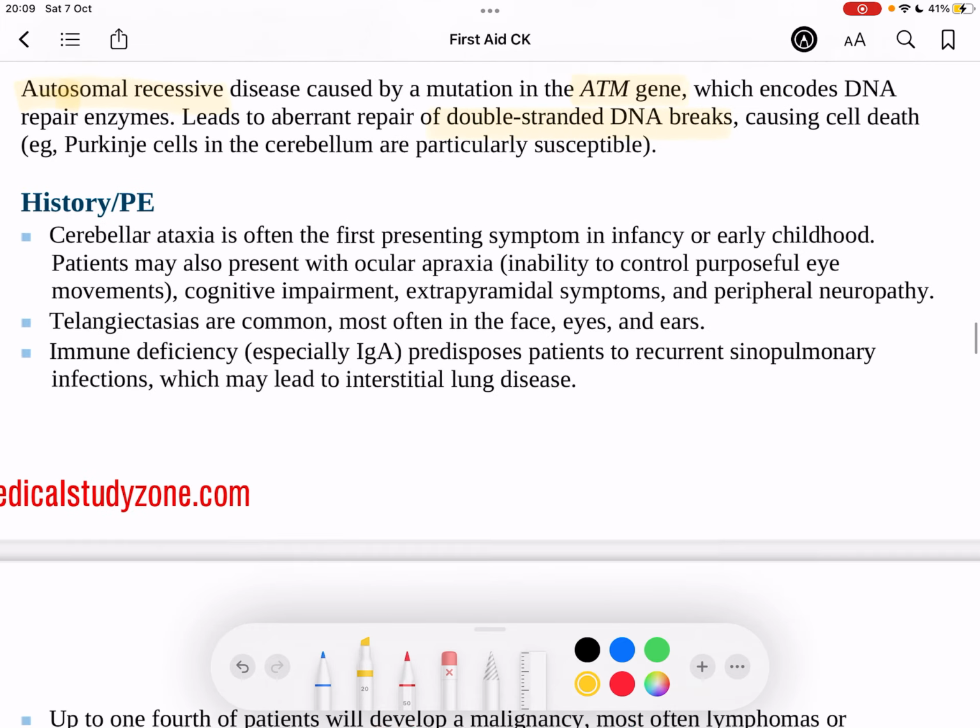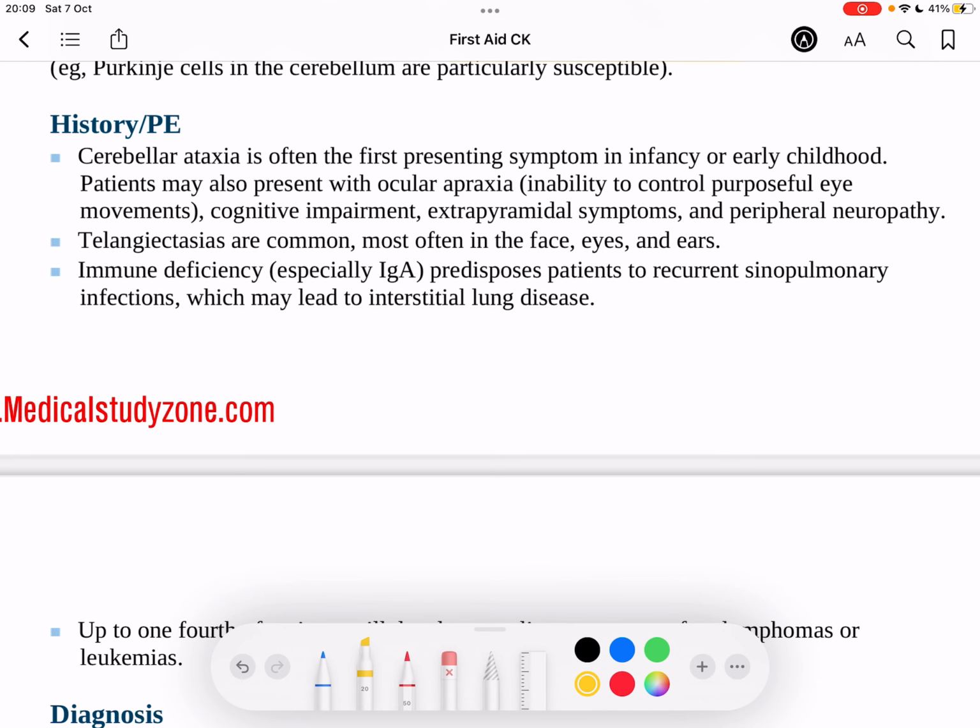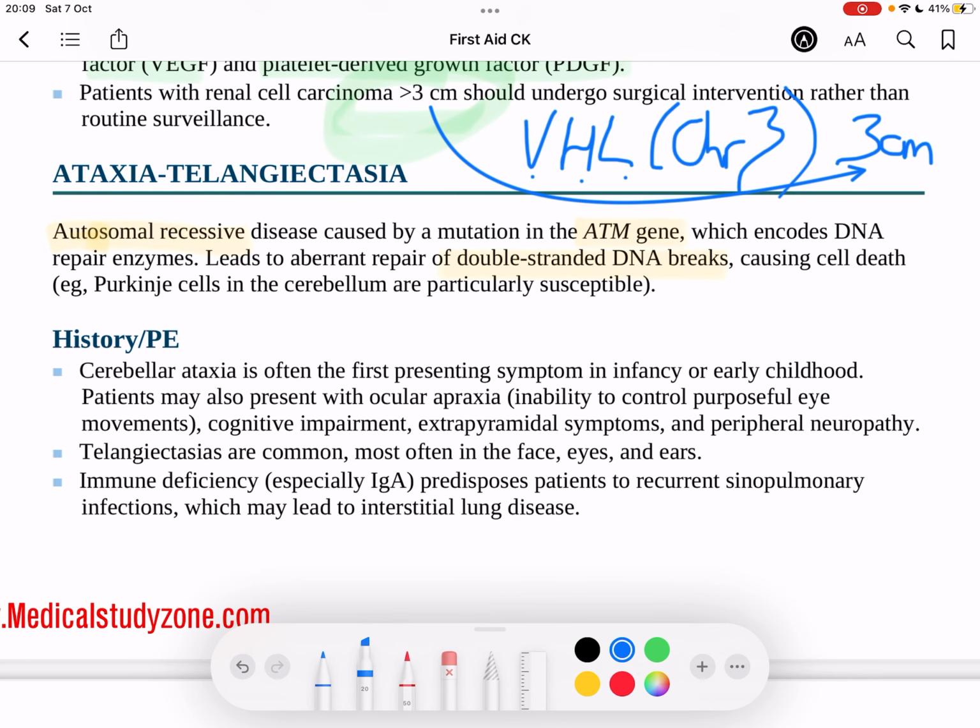So with that being said, let's just cover the history and physical examination of these patients. Patients usually have, as the name implies, ataxia, and it's going to be cerebellar ataxia. It's often the first presenting symptom in infancy or early childhood. The patients may also present with ocular apraxia, which is the inability to control purposeful eye movements, cognitive impairment, extrapyramidal symptoms, and a peripheral neuropathy as well. Telangiectasias are common, and you're usually going to be seeing them in the face, the eyes, and the ears, so think in like the head area.